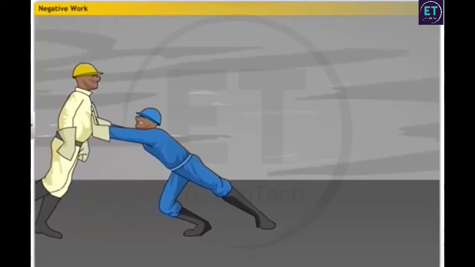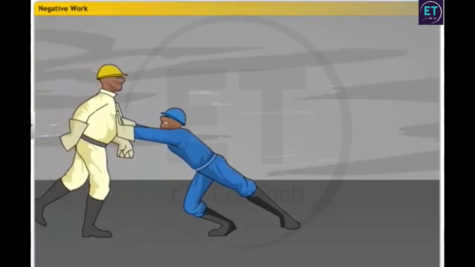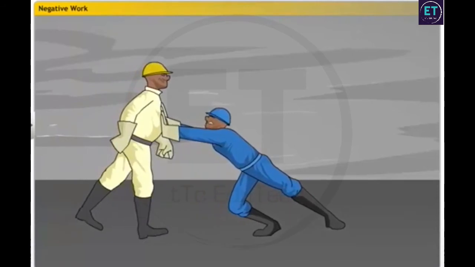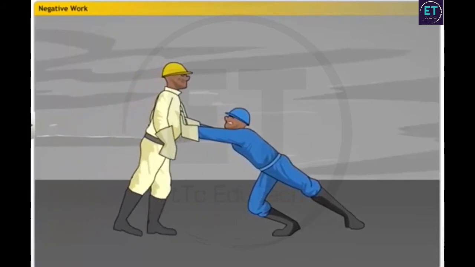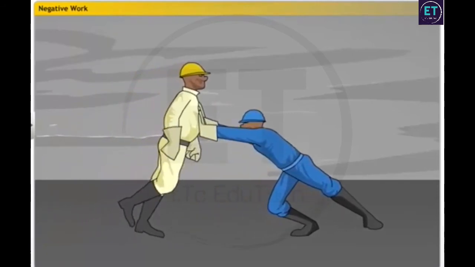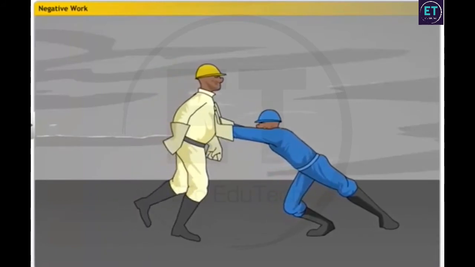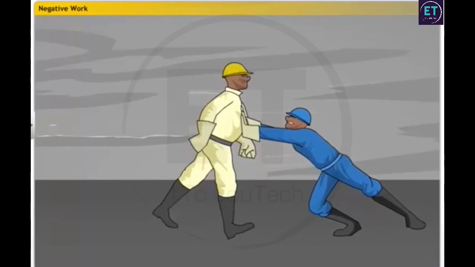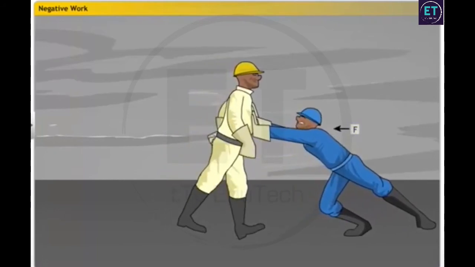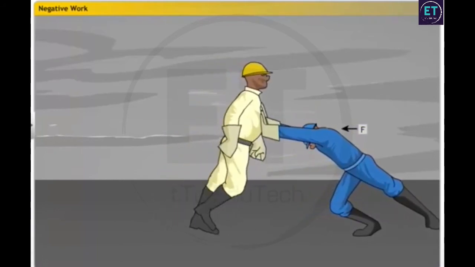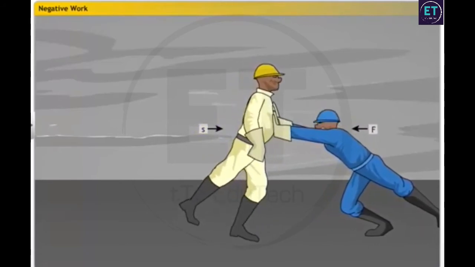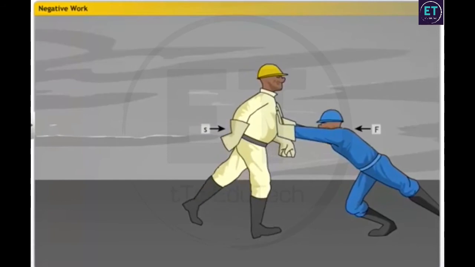Case 2. A stout person is walking. A lean man tries to stop him. The stout man overcomes the force applied by the lean man and continues to walk, but he is walking slower than before. Here, the direction of the force applied on the stout person is opposite that of his displacement. Thus, the work done on the stout person by the lean person is negative.